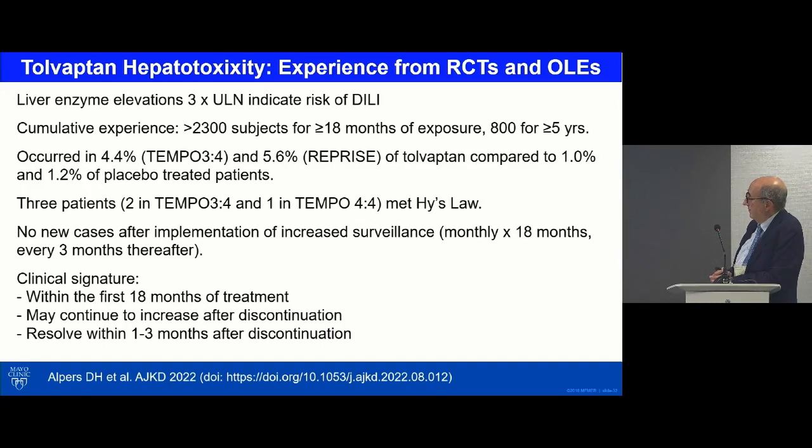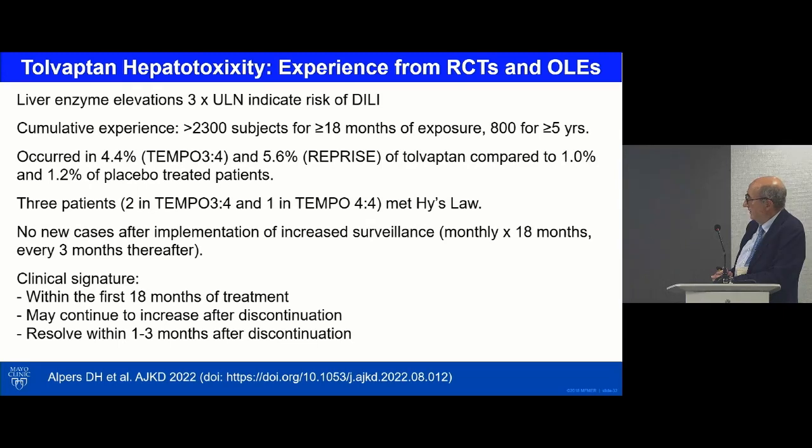There were 2 patients in TEMPO 3:4 and 1 patient in REPRISE who met Hy's law. Hy's law means that in addition to the elevation of transaminases 3 times above the upper limit of normal, there is an elevation of bilirubin 2 times above the upper limit of normal. And when that happens, there is a 10% risk of irreversible liver failure. So it's a very serious adverse event. These 3 patients recovered liver function, so they did not go into liver failure, but still that was a major concern.